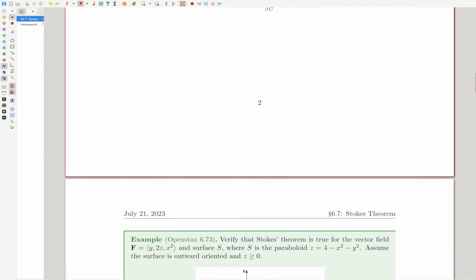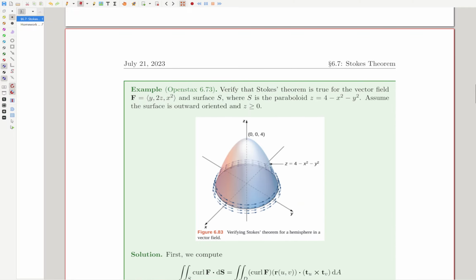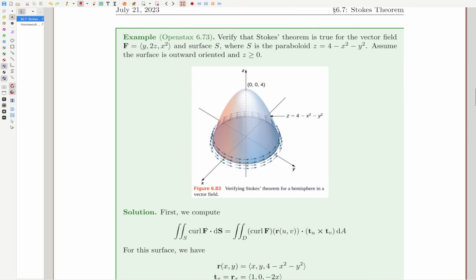All right. Let's continue. So now let's see an example. Now this example just checks that Stokes' theorem holds true in this singular example. So we have the example of this vector field given here and the surface S, which is a paraboloid, where z is greater than or equal to 0. So that just means that it starts up here and then it stops on the xy plane. It doesn't dip anywhere below. This paraboloid would continue on, but we chop it at z equals 0.